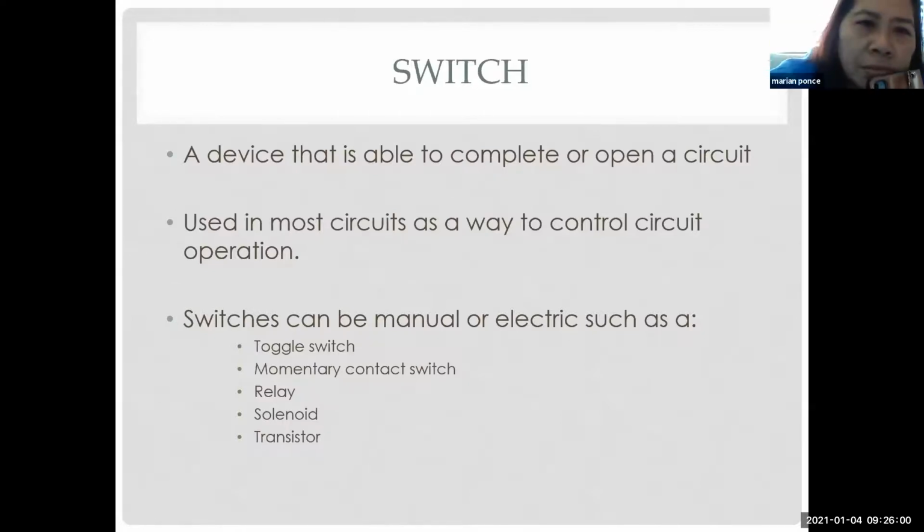Mr. Brian, what is the difference between a manual or electric switch? A manual switch might be like a toggle switch or a momentary contact switch. An electric switch is something like a relay, where we're actually using electromagnetism to open and close a switch, or a solenoid, where we're using electromagnetism to open and close a switch, or a transistor, which is truly an electronic switch that we'd see inside a computer.